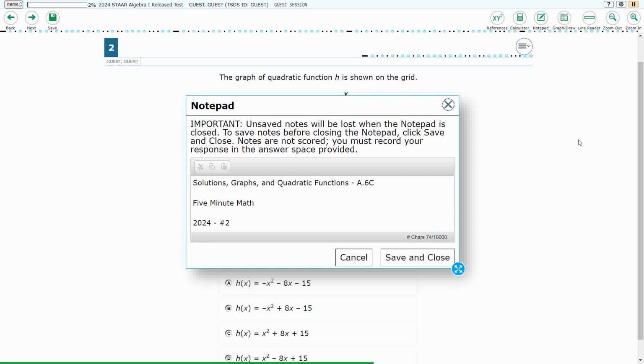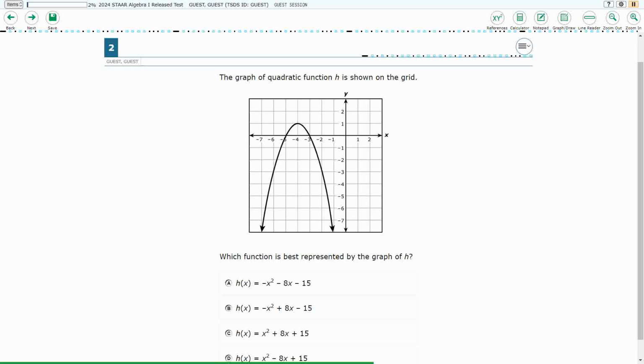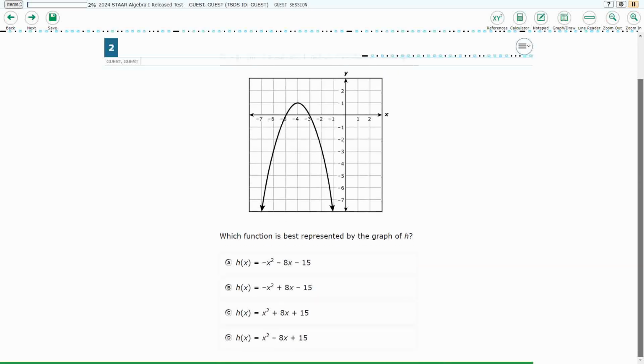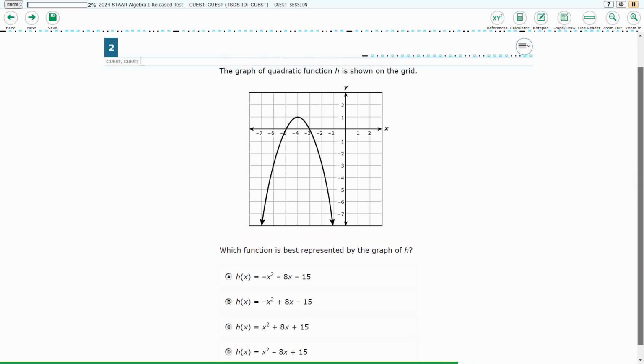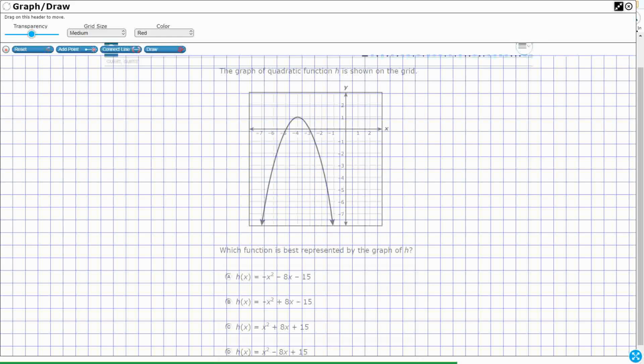Today we are looking at the Algebra 1 concept of solutions, graphs, and quadratic functions. This is standard A.6C in the great state of Texas, and we are using item number 2 of the 2024 released STAAR test. If you haven't done so already, please go ahead and take a moment to pause the video, work this problem out on your own, unpause it, and we will look at our answers together.